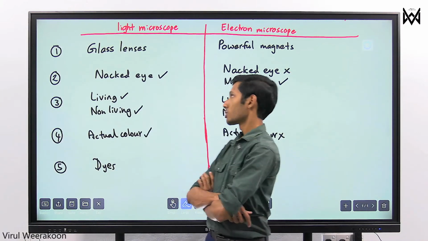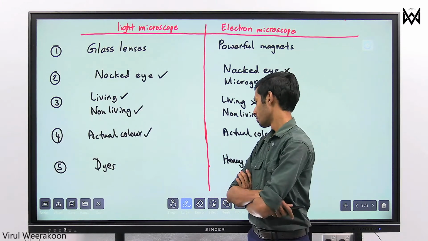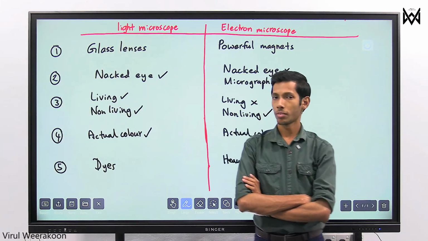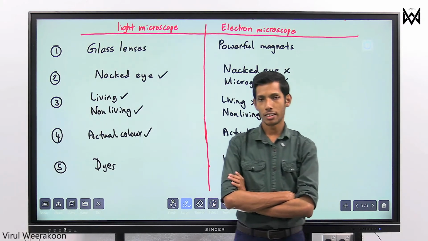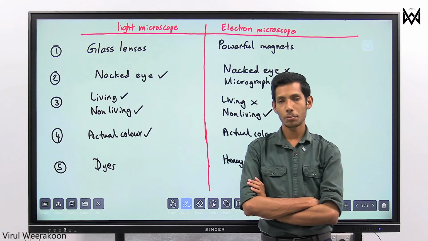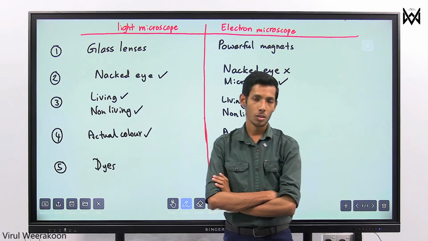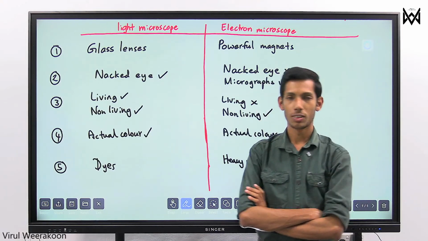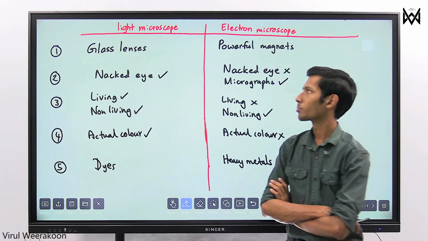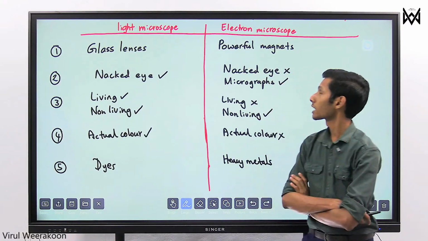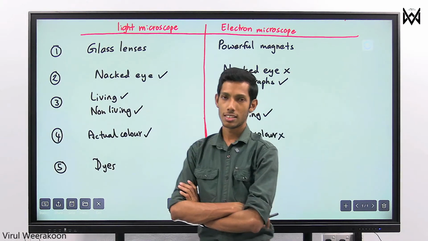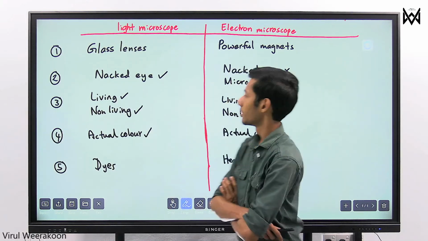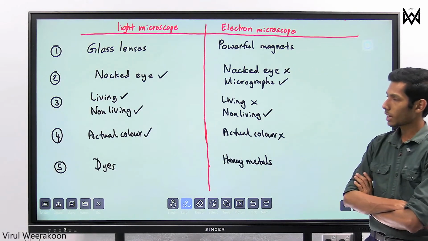So we can't use glass lenses in handling them, because they are highly reactive and much more powerful than visual light in the visual spectrum. Therefore, powerful magnets are used in the electron microscope. That is much better when compared with glass lenses. Got it? Okay.